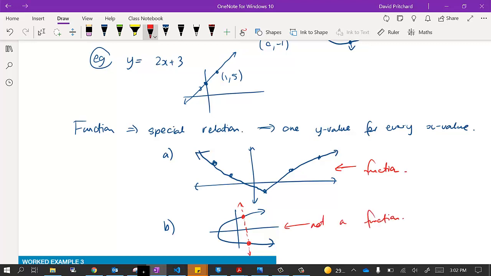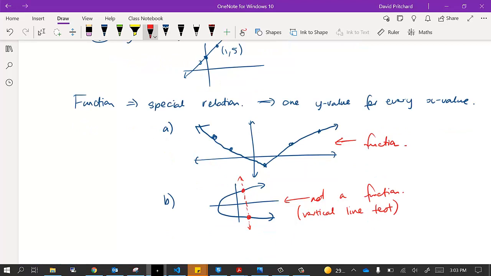Now, this is the easiest thing. This is called a vertical line test. If we can draw a vertical line that intersects the relation more than once, then it means it's not a function. So if it fails a vertical line test, then it's not a function. If it passes a vertical line test, like it would up here, so here's an x value, and we could do the same thing for all the x values and see that there's only one y value for each x value.